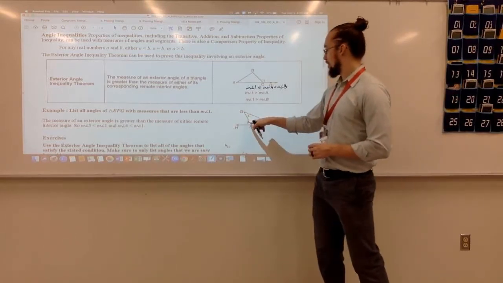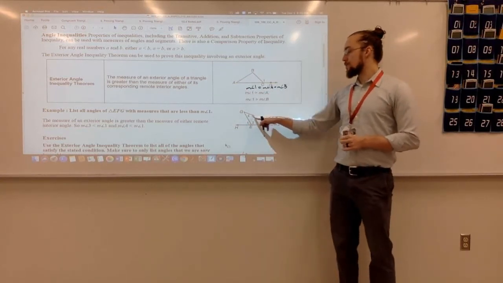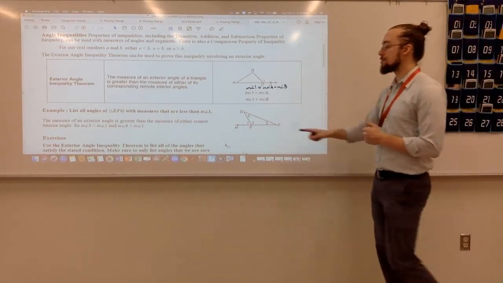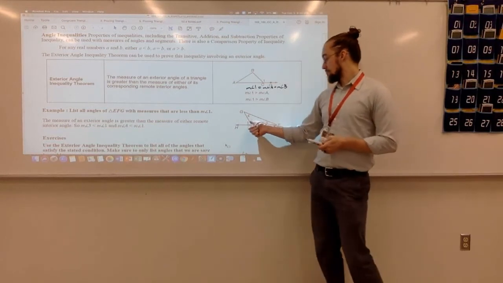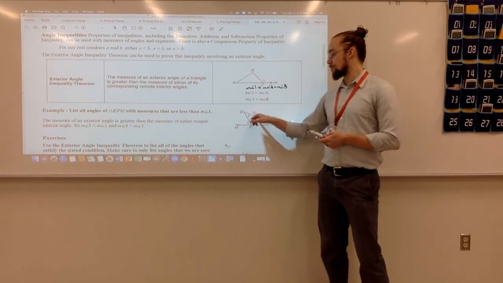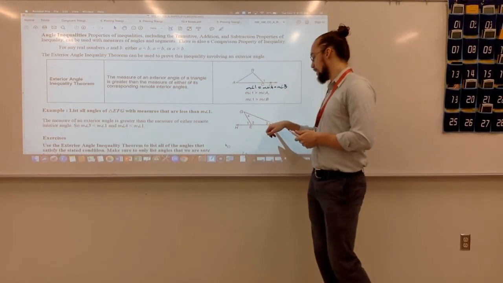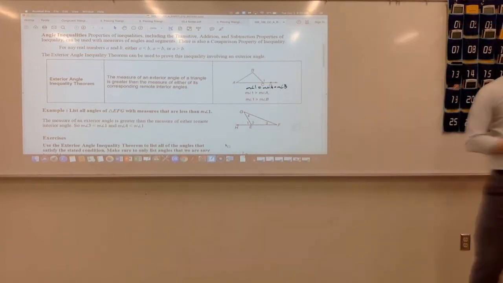So, using this idea, I know that each of these non-adjacent interior angles has to be less than the measure of the exterior angle. It's kind of hard to tell that here. This is a small acute angle. These are both small acute. But using this theorem, we know for sure that angles 3 and 4 are both less than angle 1.